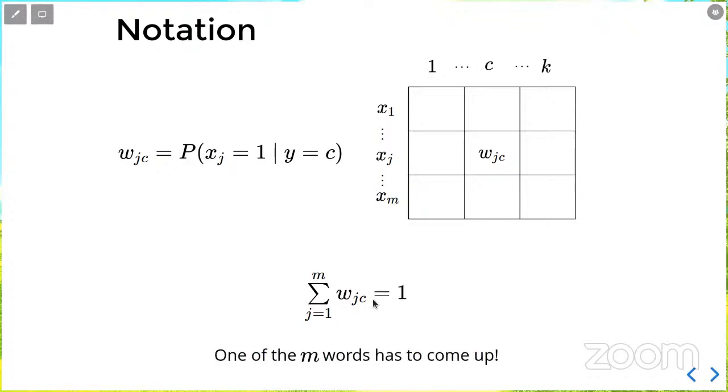Another way to understand this is if you throw a dice with M faces, some face has to come up. Like if you toss a coin, either heads or tails has to come up. So if you throw a dice, one of the M faces has to come up. So this sum has to be 1. In terms of this matrix, it means every column, if you add all the numbers, should sum to 1.